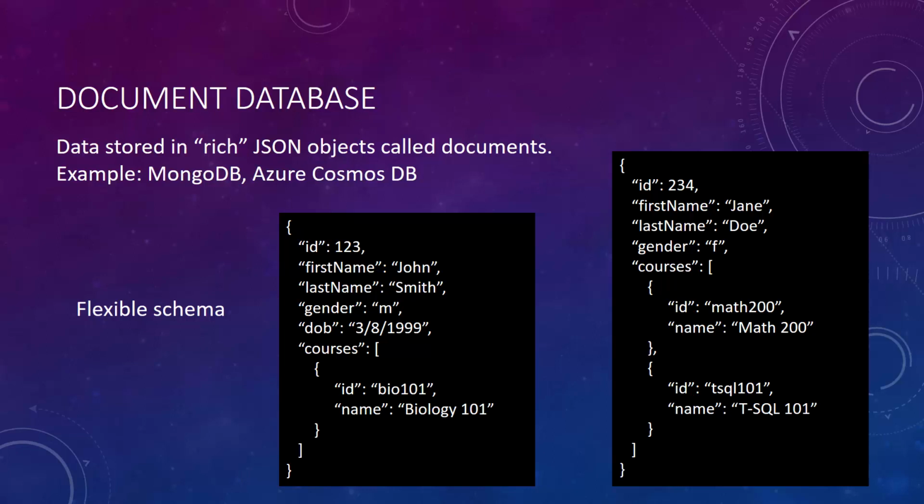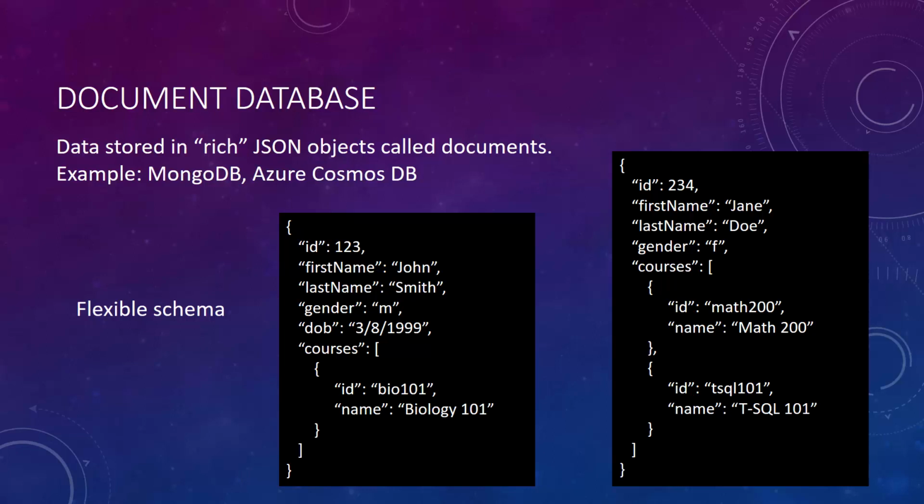And the second thing that I'd like to point out in this screen is that if you notice the student document on the left, John Smith's document, has the date of birth property. His date of birth is March 8th, 1999. And we don't see the date of birth property at all for Jane Doe. And this is what we mean by flexible schema. Basically, we can have data with different structures to them.